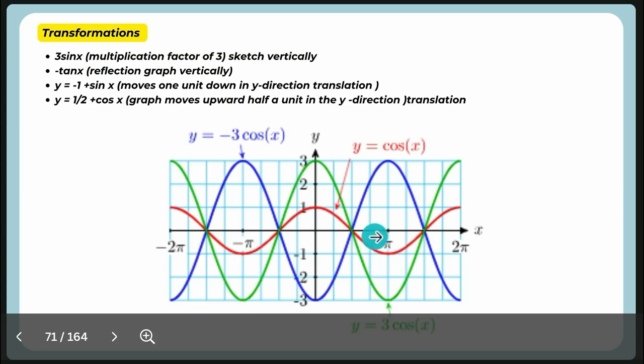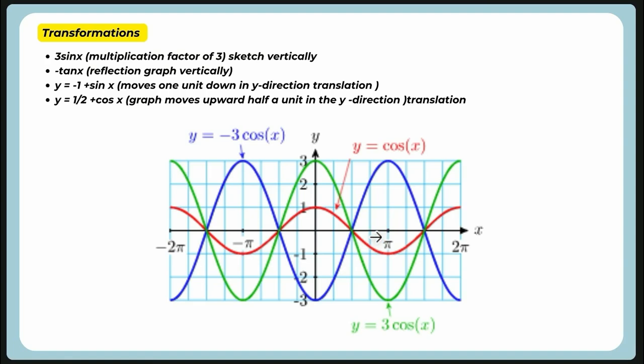Okay, the last point I would like to discuss in this lecture is transformations. You can come across normal functions like sine of x, and you can have some transformations, for instance, 3 sine of x. It means that you need to multiply by a factor of 3, so it would be stretched vertically. If you have minus tan of x, it means it's a reflection of the graph vertically. It would be in the other direction, as a negative.